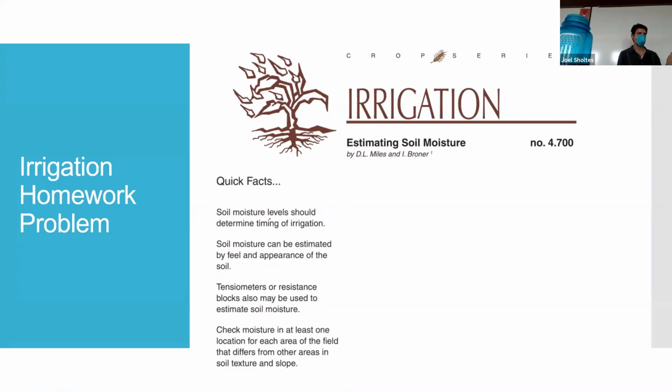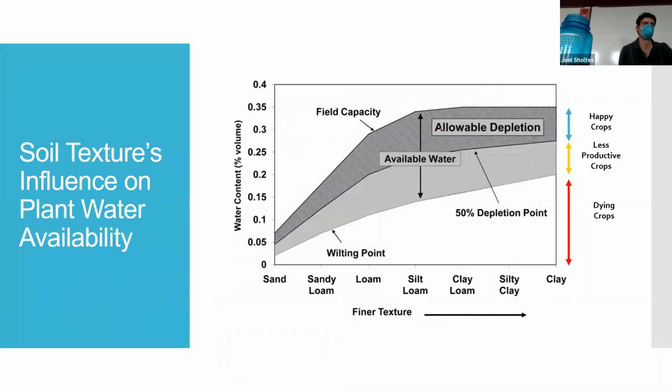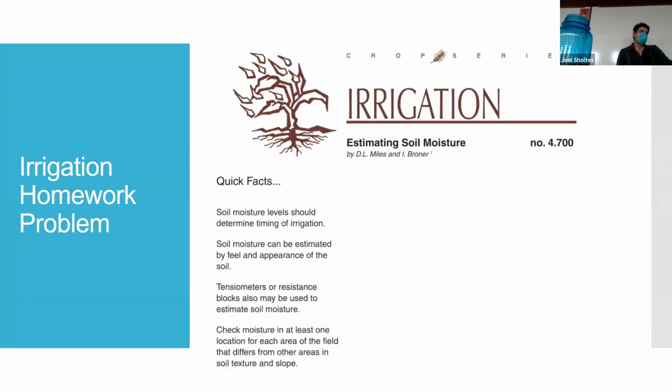So, quick facts about soil moisture. The idea is you can track your soil moisture, if you're a producer, to determine the timing of your irrigation. You want to maintain yourself in that allowable depletion zone so you don't have less productive crops. It can be estimated by feel and appearance of the soil. That's where you're doing those tests. If you know the texture of your soil, then based on what you're able to do with it, how many balls or snakes you can make out of it, you can get an estimate of the water content.